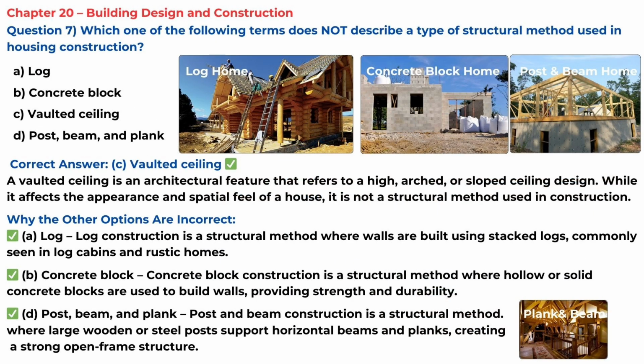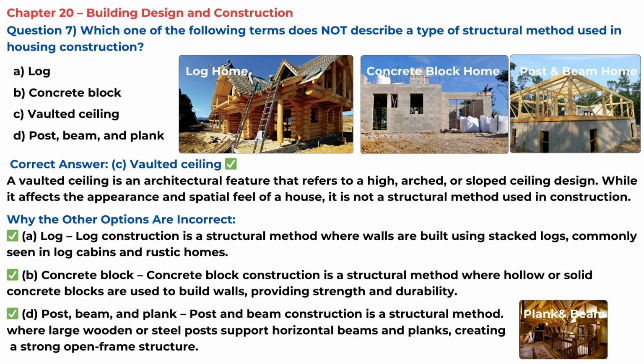Question 7. Which one of the following terms does not describe a type of structural method used in housing construction? Correct answer C. Vaulted ceiling. A vaulted ceiling is an architectural feature that refers to a high, arched, or sloped ceiling design. While it affects the appearance and spatial feel of a house, it is not a structural method used in construction. Why the other options are incorrect.